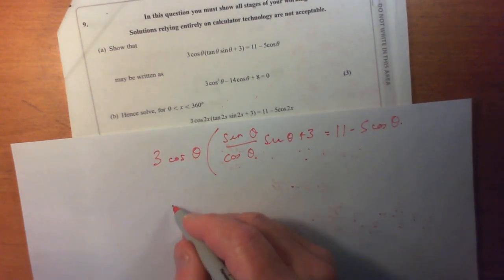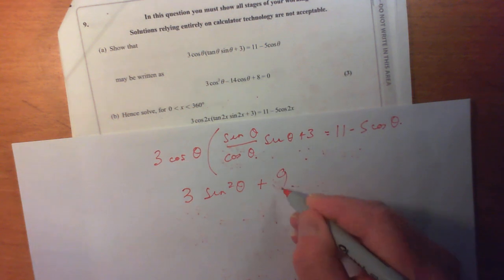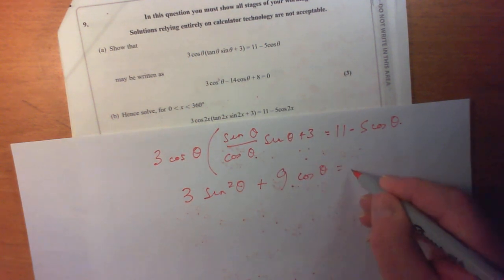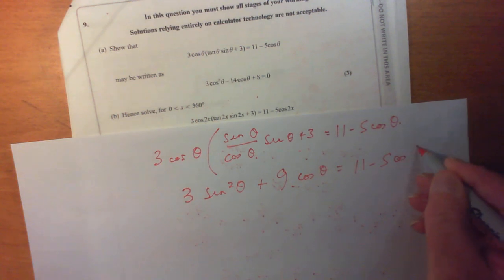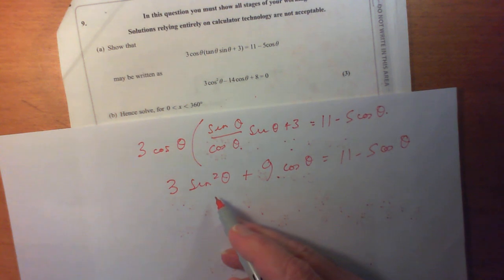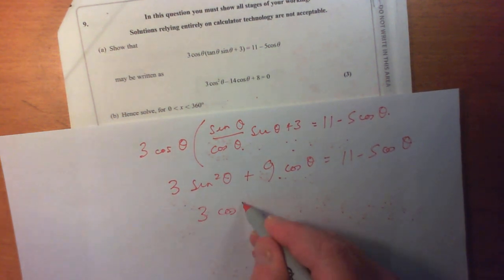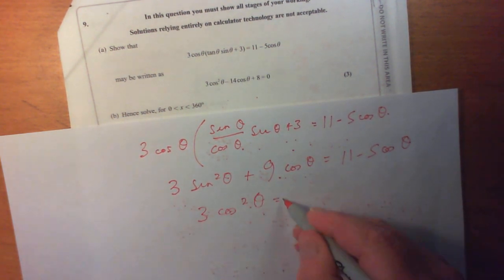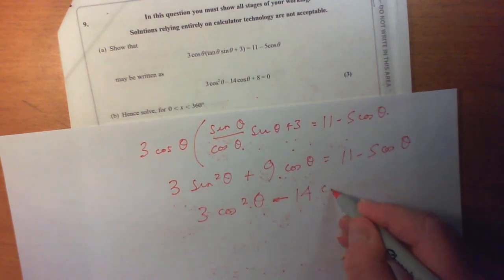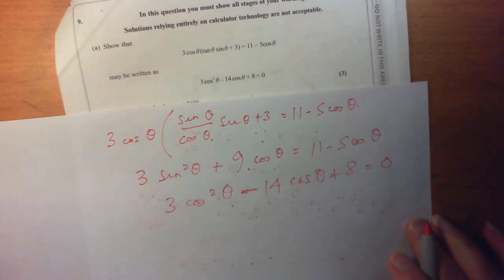So straight away that becomes 3 sine squared theta plus 9 cos theta equals 11 minus 5 cos theta. Sine squared theta equals 1 minus cos squared theta. So you're going to get an equation pure in terms of cos, which is what you want. If you can get an equation in terms of cosine, that is the way to go.